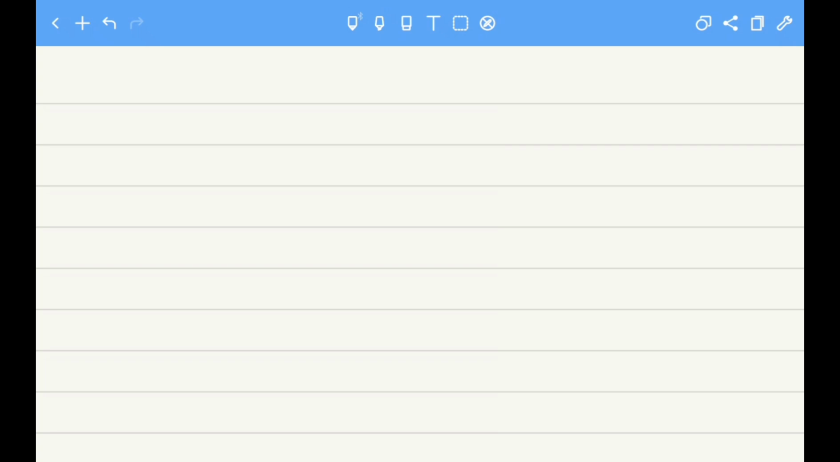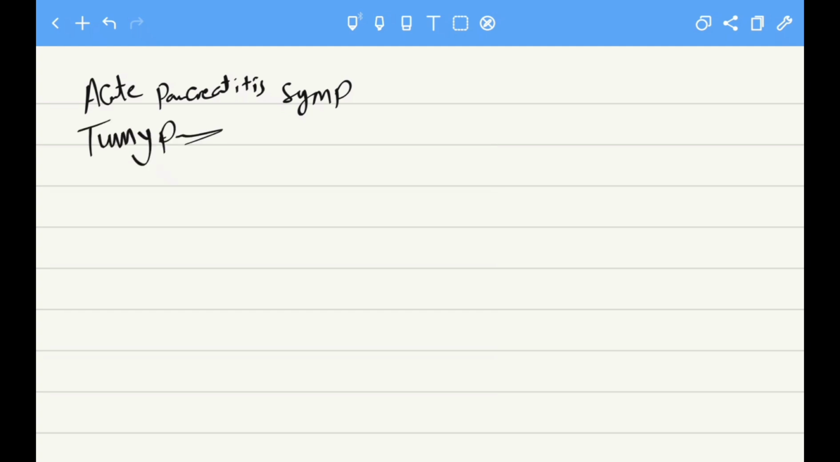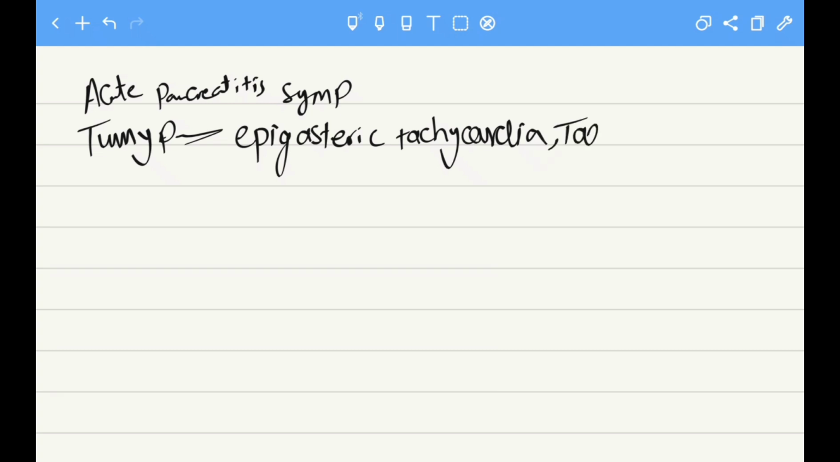What are the symptoms of acute pancreatitis? The patient will come with tummy pain in the epigastric region. There will also be tachycardia, tachypnea, and shortness of breath.